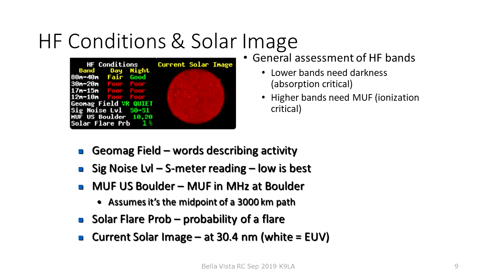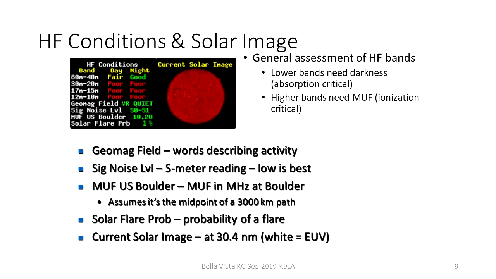The MUF US Boulder is the maximum usable frequency in megahertz at the Boulder ionosonde. That assumes Boulder is the midpoint of a 3,000 kilometer path. So if you see 10.2 megahertz, that means 30 meters should propagate over 3,000 kilometers with Boulder at the midpoint of the path. And of course, that'll depend on the time of day, the solar flux index, and the sunspot number. The solar flare probability is just the probability of a flare.